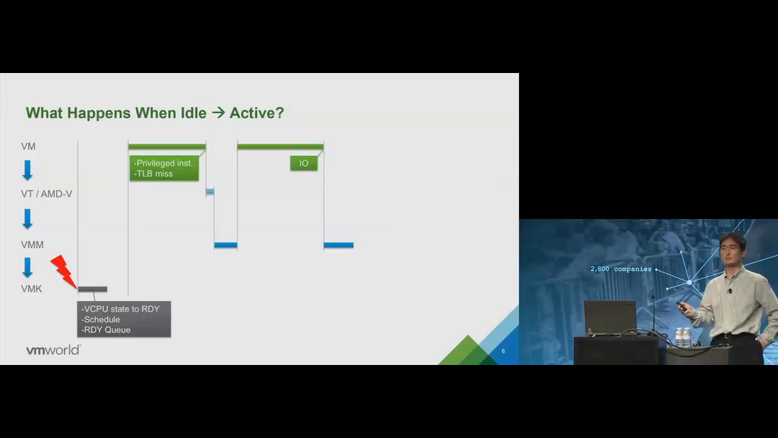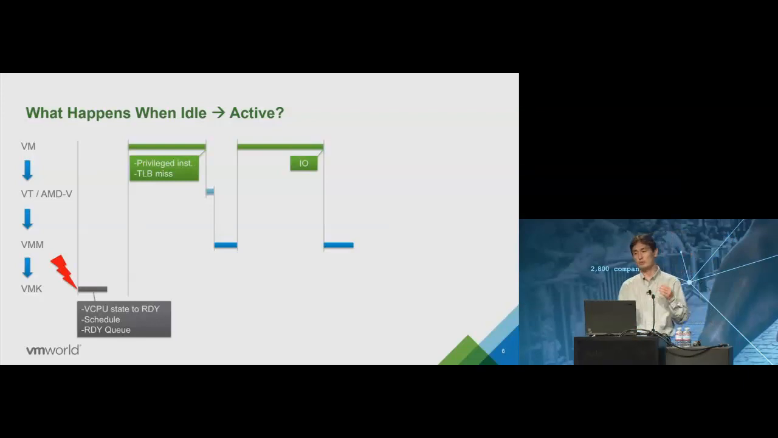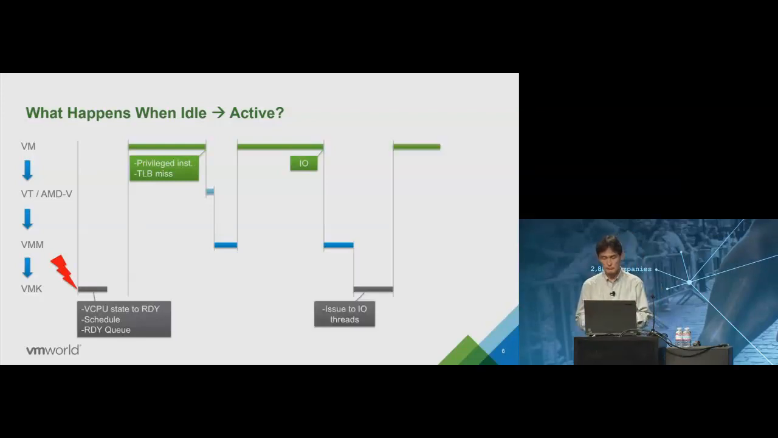And then let's say the web server wants to do I/O. Then for device emulation, again, it goes down to the hypervisor and spends some cycles. And again, it goes down to VM kernel to issue I/O to I/O threads. It doesn't necessarily wait until the whole I/O operation is finished. It simply issues the I/O, and VM kernel threads, or I/O threads, will get the job and then start the processing.